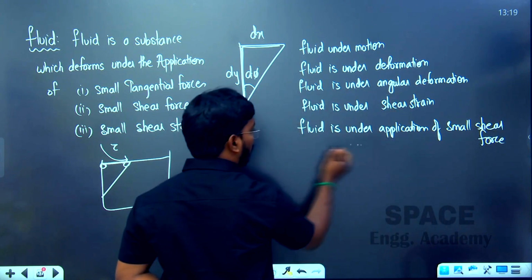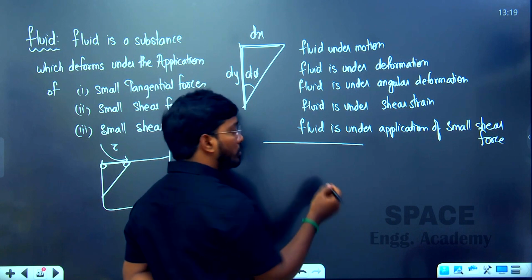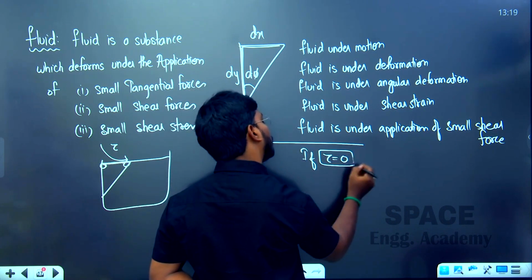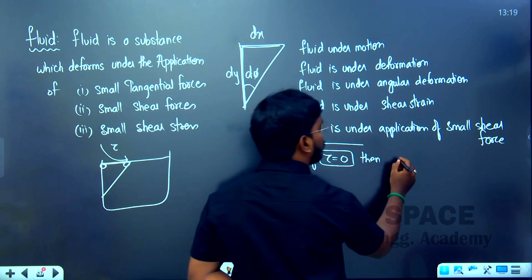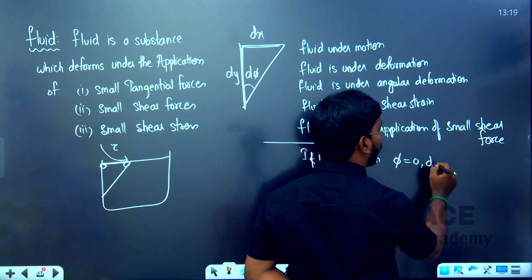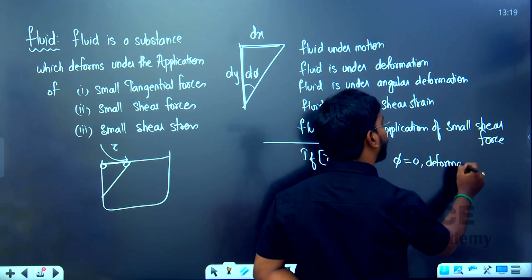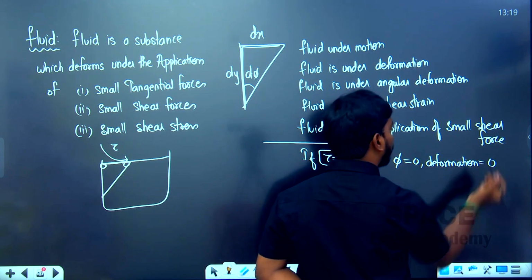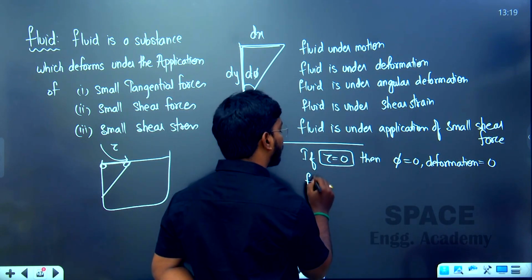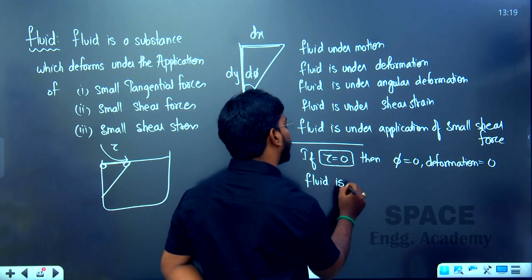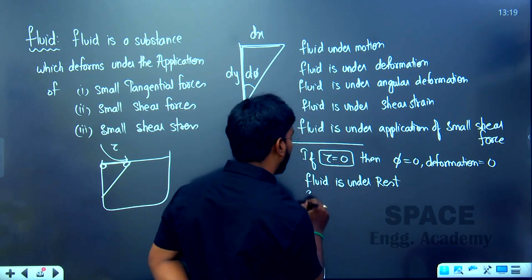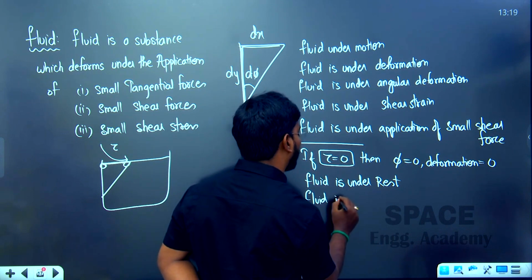What if, now the question appears, what if shear stress is equal to 0? If shear stress is equal to 0, then shear strain equals 0. If shear strain is equal to 0, deformation is 0. If deformation is 0, that means fluid is under rest. Fluid is under equilibrium.